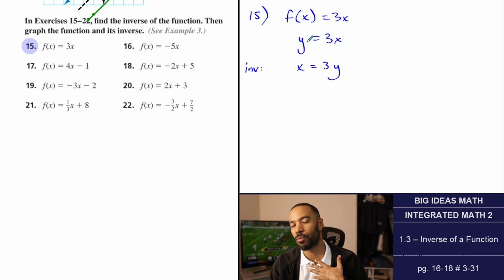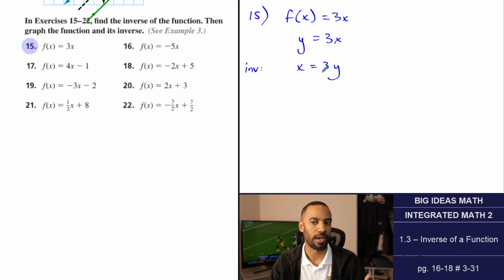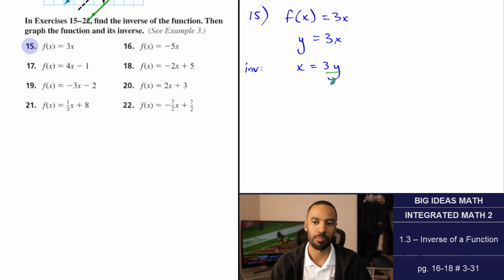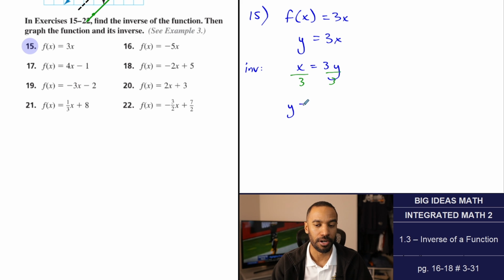But for our sake, when it comes to graphing, we use slope-intercept form, y equals mx plus b. We want to get y by itself in this equation, which means divide both sides by 3, and x over 3 is the same thing as 1/3 x. So y equals 1/3 x is that version of the inverse.